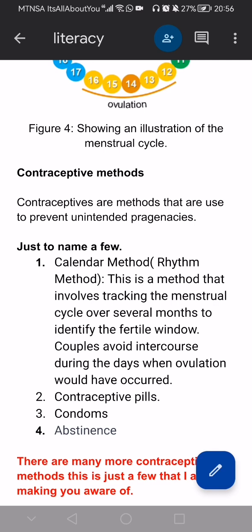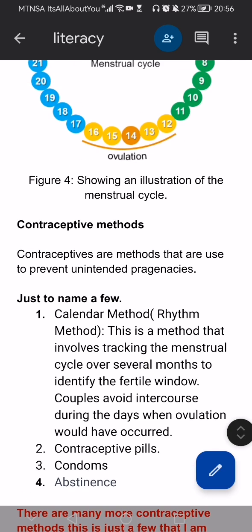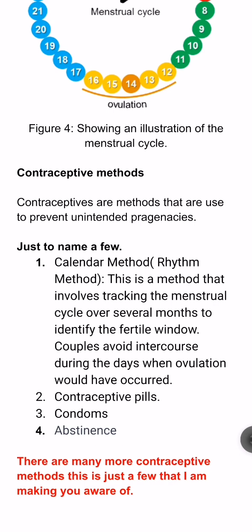But you also have something called the calendar method, right? The calendar method, or you can call it the rhythmic method, is a method that involves tracking the menstrual cycle over several months to identify the fertile window, right? So couples avoid intercourse during the days when ovulation would have occurred.